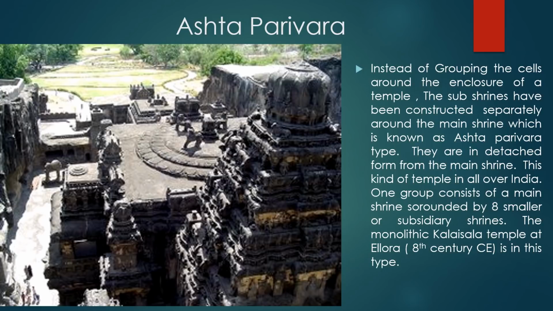This is another example of Ashtaparivara temple order. This is the famous Kailasnatha temple at Ellora, constructed during the time of Rashtrakutas. I mentioned that instead of grouping the cells around the enclosure of a temple, the sub-shrines have been constructed or scooped separately around the main shrine, which is known as Ashtaparivara type. They are detached from the main shrine.